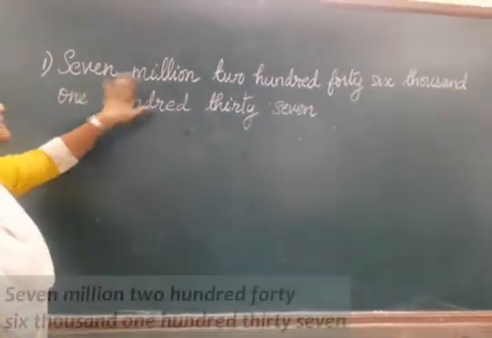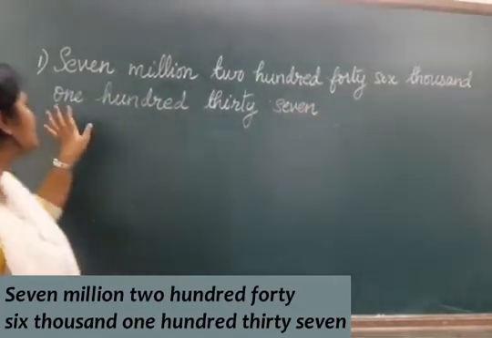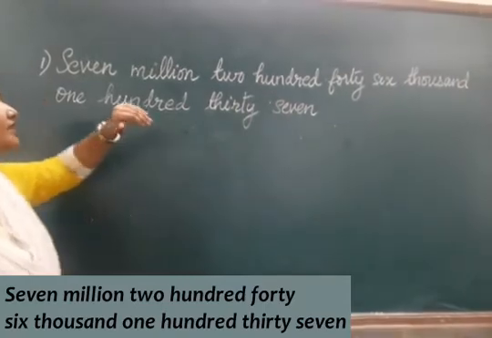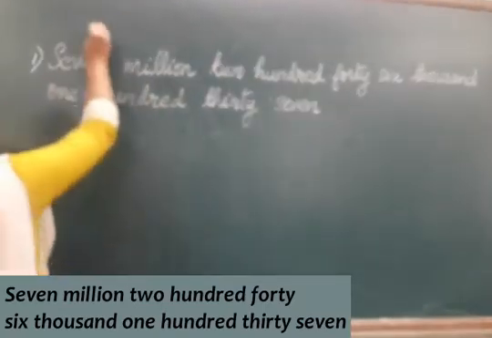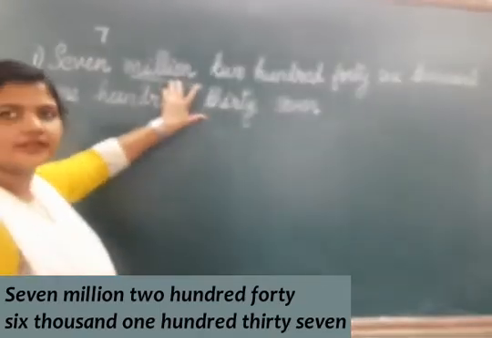Okay, here I have a number name, that is 7,246,137. So first let's straight away write the numbers. So here it is 7 million. So 7 can be written as 7 and it is million. Million is a period. Okay.